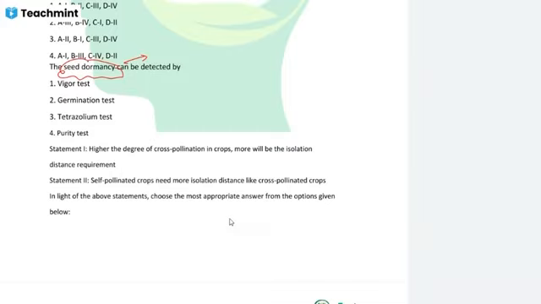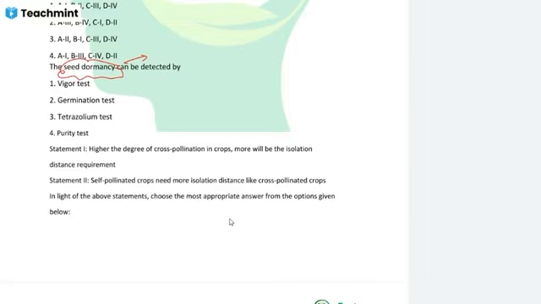Seed dormancy is nothing but, okay, I'll just ask you one question. Are dormant seeds viable or non-viable? Okay, Shweta is answering viable. Very good. It will come under the class of viable seeds because non-viable seeds are already dead. They can't be seen as dormant. Dormant is the one which can grow again.